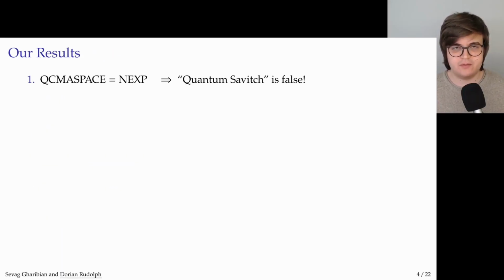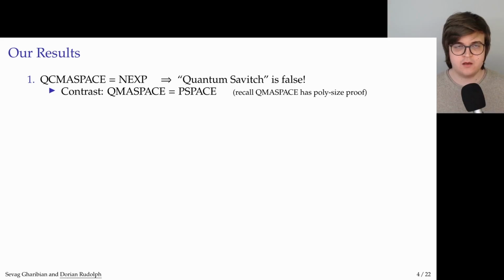First, QCMASPACE is equal to NEXP, and therefore Savage's theorem has no quantum analog. Recall, in contrast, QMASPACE is equal to PSPACE, where QMASPACE only receives a poly-sized quantum proof as opposed to QCMASPACE, which has an exponentially long streamed classical proof. The proof is a straightforward application of the PCP theorem and only requires quantum computation for randomness.